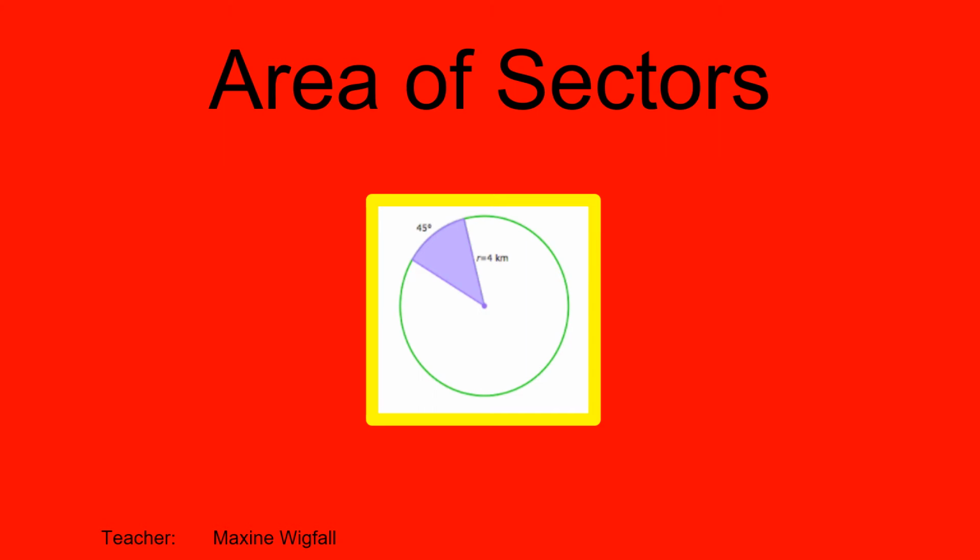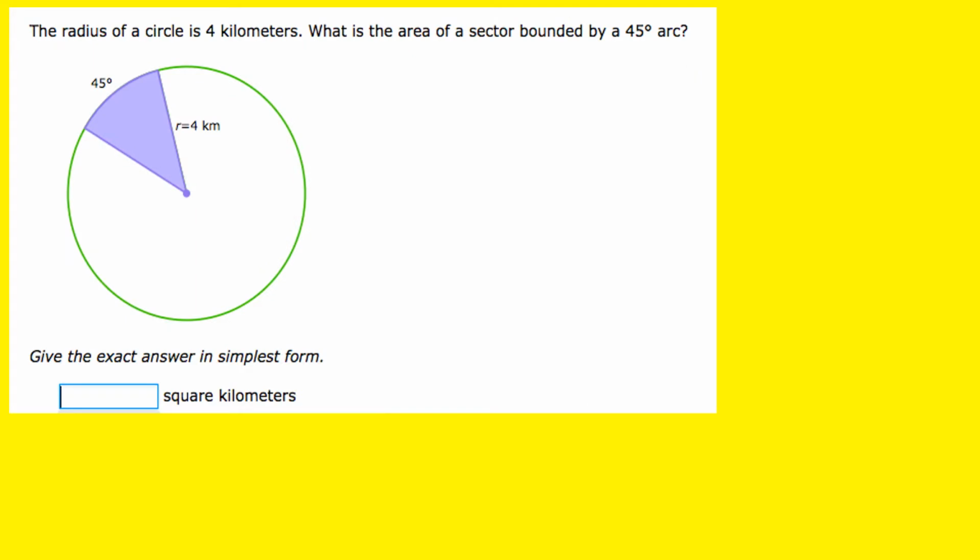This video is about area of sectors. A sector is an area section of a circle, as the purple represents. The radius of a circle is 4 kilometers. What is the area of a sector bounded by a 45-degree arc?